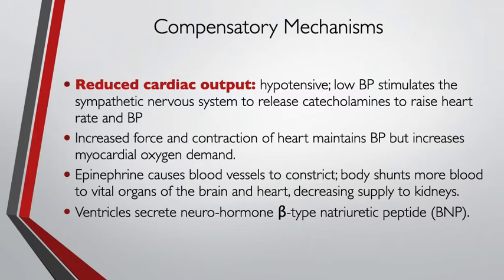Epinephrine causes the blood vessels to constrict, and the body shunts more blood to the vital organs of the brain and the heart, decreasing supply to the kidneys. Then the ventricles of the heart secrete the neurohormone B-type natriuretic peptide, also known as BNP.